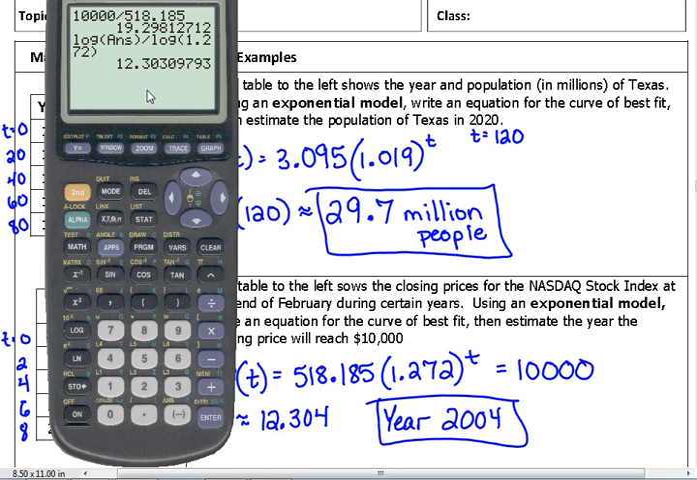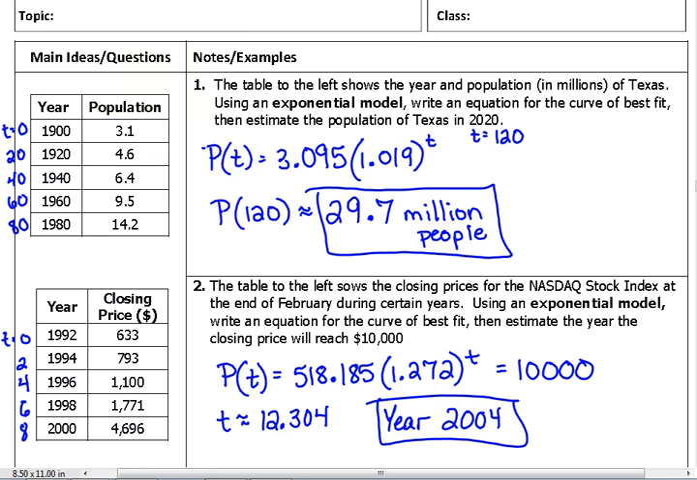Okay. So two different ways that you can approach that. You can use your graph. You can solve it algebraically. We know how to do both.